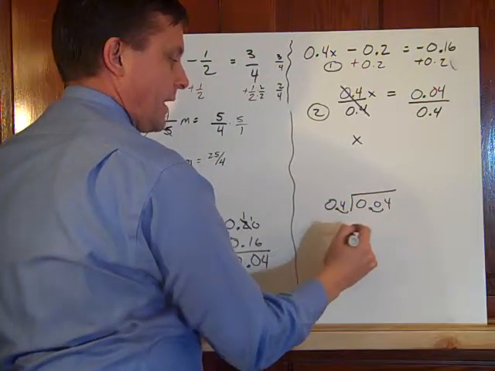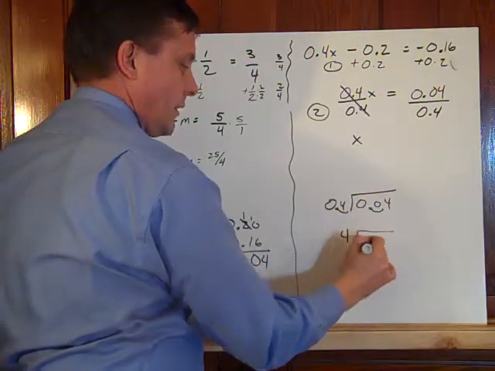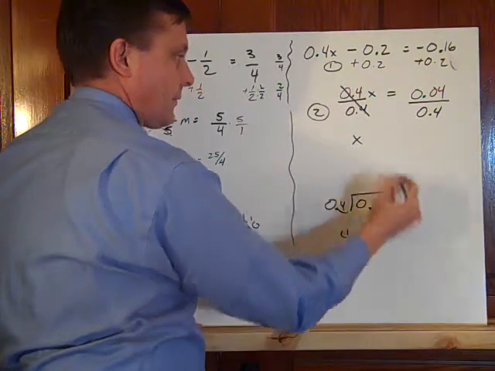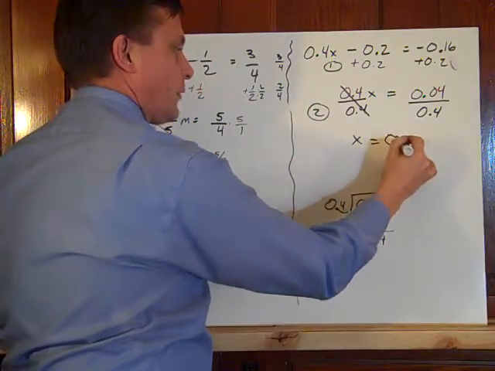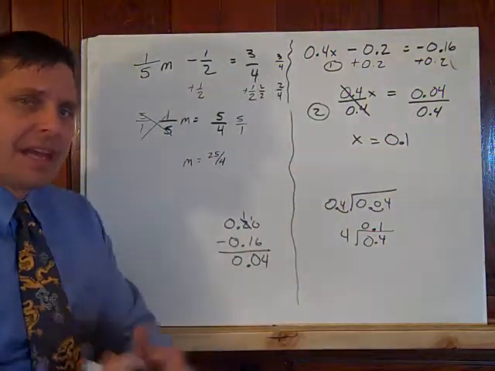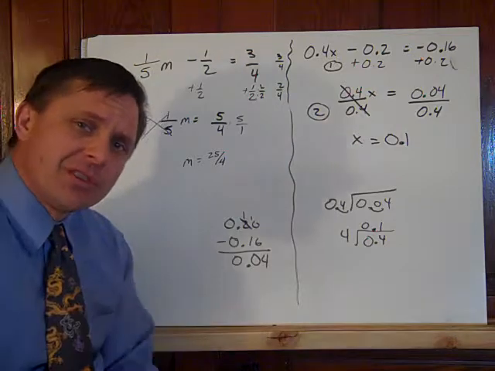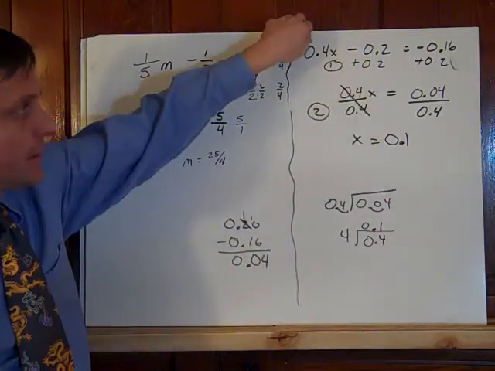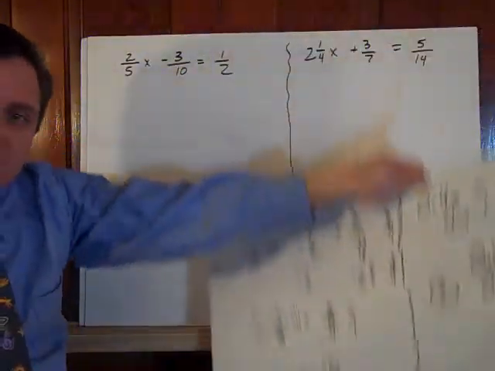Move over. I get 4 into 0.4, 0.1. I get the answer is 0.1 for x. And again, it's two-step operations. It's always the addition and subtraction first. It's always multiplication or division second. We want to do the opposite operation of what we see.